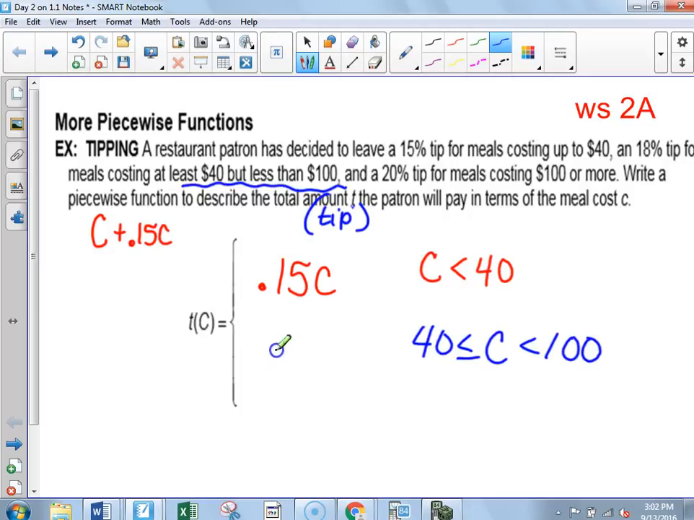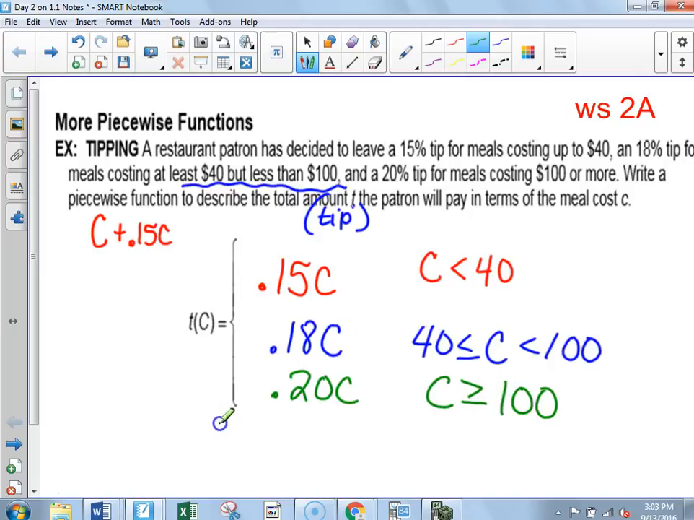Anybody tell me the rule that went with that? Yep, 0.18 or 0.18c. And everybody raise your hand. Got the last one? Somebody's got this. Knock it out of the park. Jared. Or just 0.2. Yep, either one is fine. Costing $100 or more. Yep. Guys, I don't care if you use X, but they said T of C, so we use C everywhere.